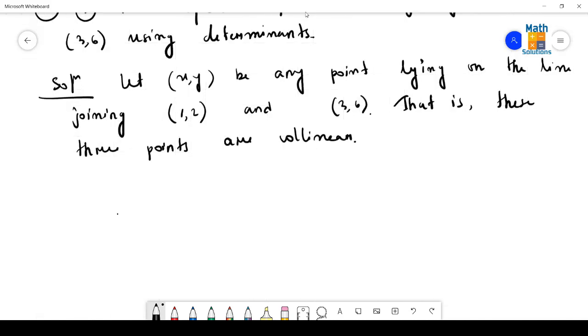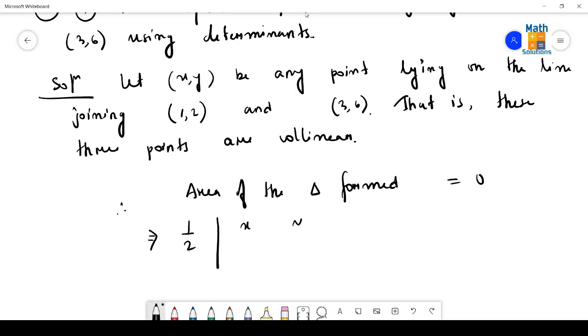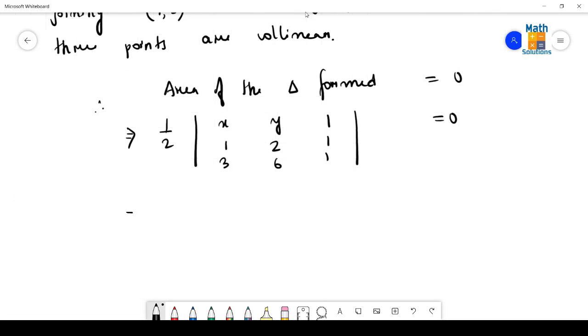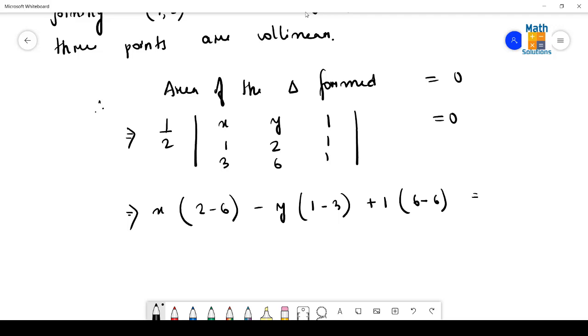Therefore, area of the triangle formed will of course be 0. So we shall be writing the formula here, formula of area of triangle, and these points we have to substitute like this: x, y, 1, then 1, 2, 1, then 3, 6, 1 will be equal to 0. This half will go to the other side, so it will be vanished. So expanding along the first row, we shall get x, 2 minus 6, then minus y, then 1 minus 3, then plus 1, we shall be getting 6 minus 6, that is equal to 0.